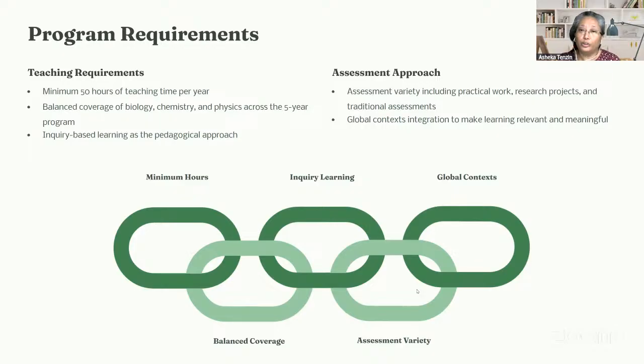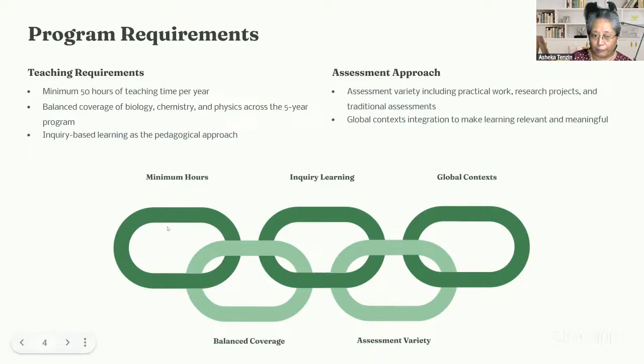Okay, students should be able to do experiments. They should do research projects. Of course, they will also have tests that they need to take, especially in criteria A. So these are the different types of assessments that the students will be doing. Also, the global contexts have to be integrated while assessing so that the learning is relevant and meaningful. So therefore, these are the 5 important program requirements.